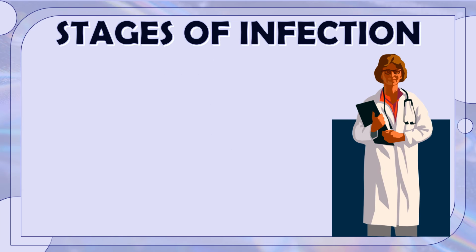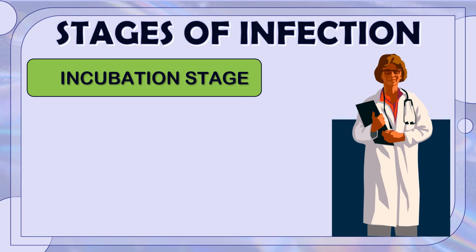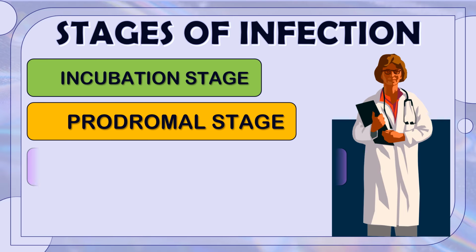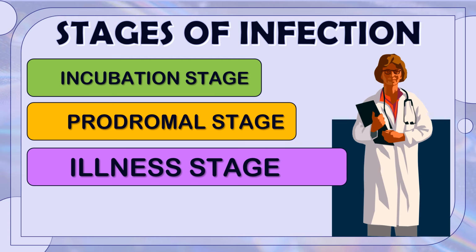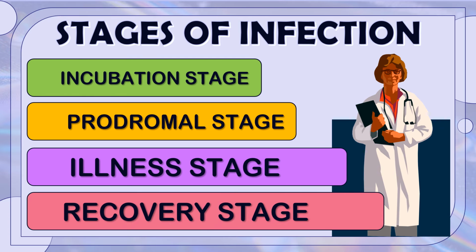Now you know the different links in the chain of infection. After knowing that, we will now be discussing the different stages of infection. In these stages, we have 4. The first one is what we call the incubation stage. The second one is the prodromal stage. The third one is the illness stage. And the last one is the recovery stage. Let's discuss these stages of infection.